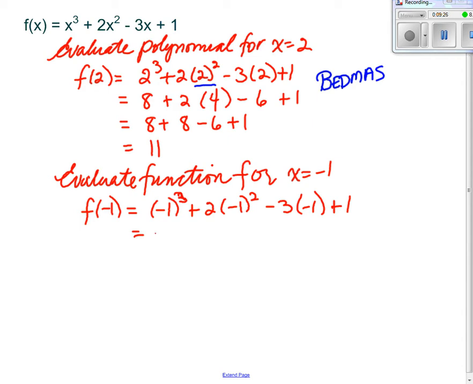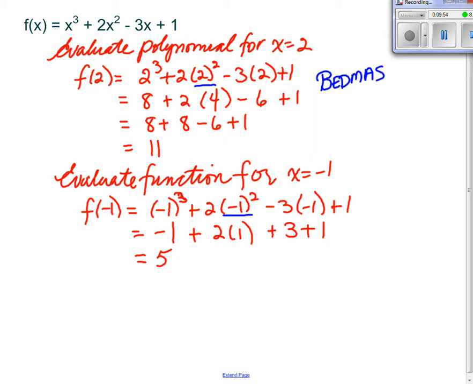-1 cubed is -1. (-1) squared, which is what I need to do first for this term, gives me +1, and 2 times +1 is going to be positive. -3 times -1 is +3, plus 1. Just be careful: -1 plus 2 plus 3 plus 1 is 5. f at -1 is 5.